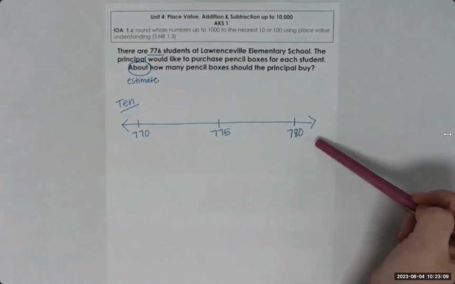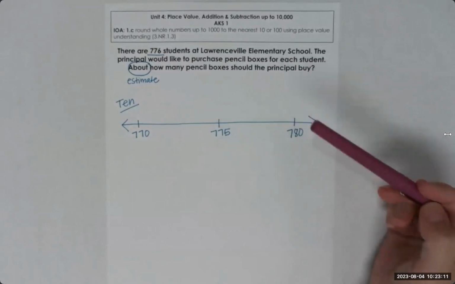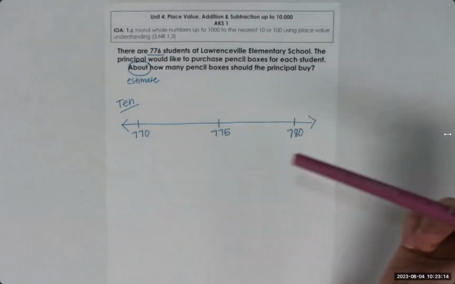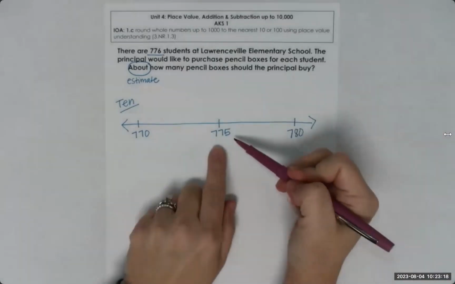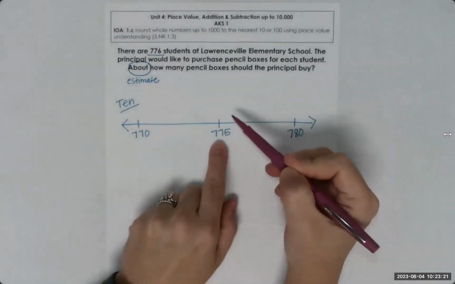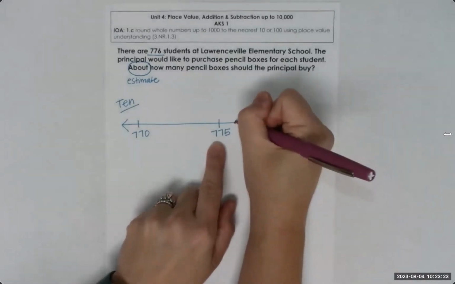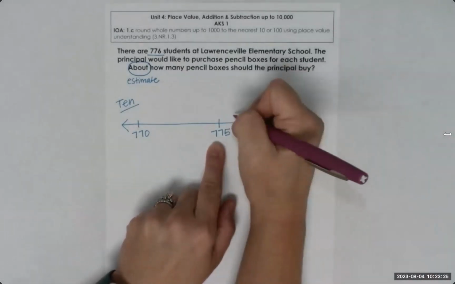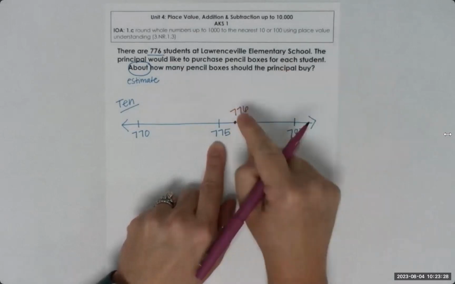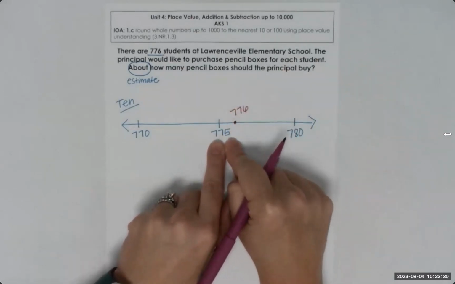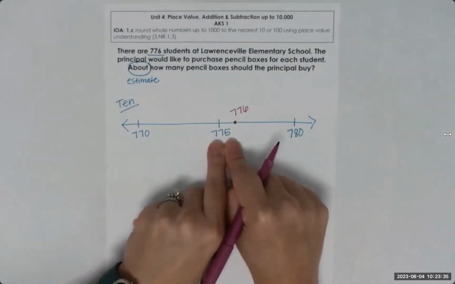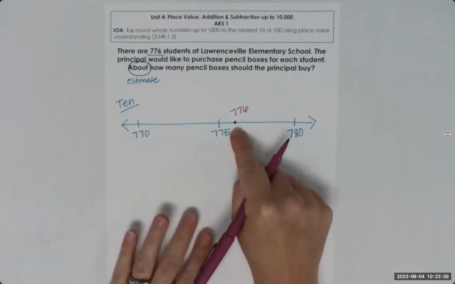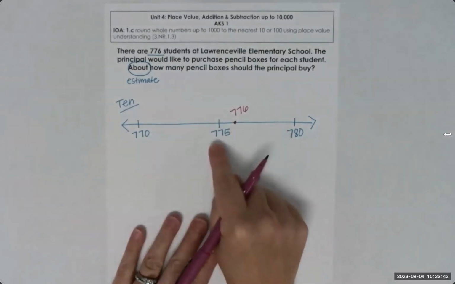I use this number line so I can place my number on it to see which benchmark it is closer to. If I'm thinking about 776, my midpoint was 775. The very next number on my number line, let's approximate and say about right there, would be 776, because it is greater than 775. You can also pull on what you've learned with comparing numbers when you're teaching this IOA. So 776 is a little bit higher than that midpoint.